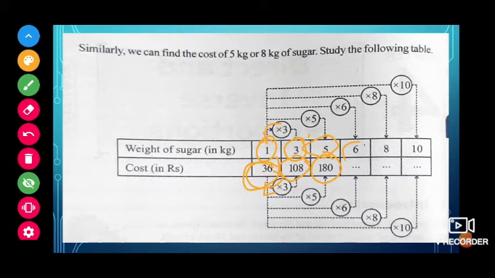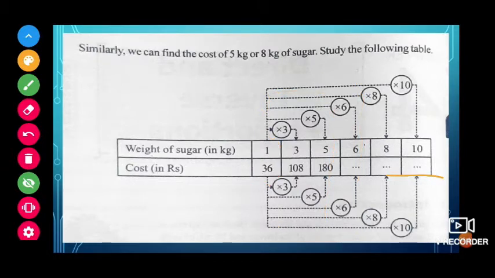If I take 6 kgs, then 6 into 36. Like that, if I take 8, then 8 into 36. Whatever we are multiplying with this quantity, the same we are multiplying with this quantity. The increment or decrement is happening in the same way. So, this type of proportion is called a direct proportion.